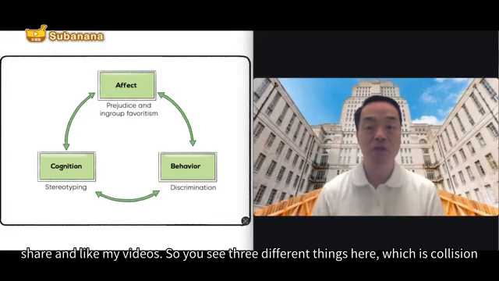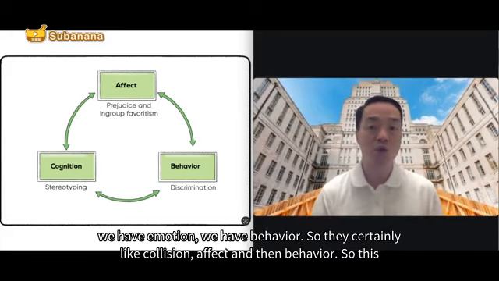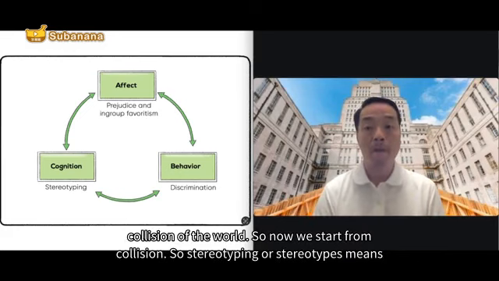Right. So you see three different things here, which are cognition, affect, and behavior. Of course, this is already everything of a human. For humans, we have thinking, we have emotion, we have behavior. So they are exactly like cognition, affect, and behavior. This is a very important topic in social psychology, called your interpretation, your social cognition of the world. Okay, so now we start from cognition.